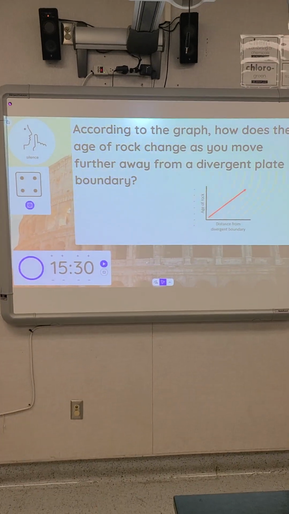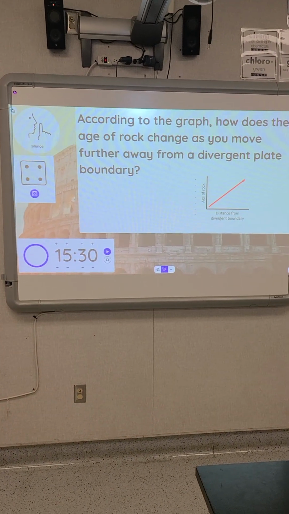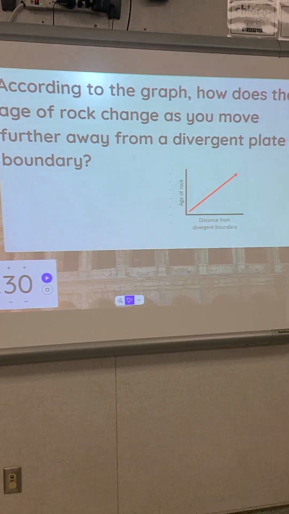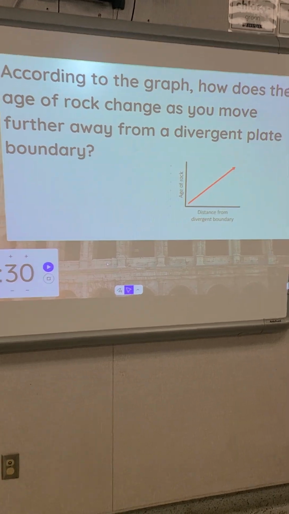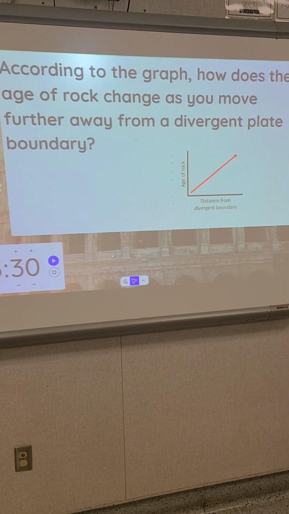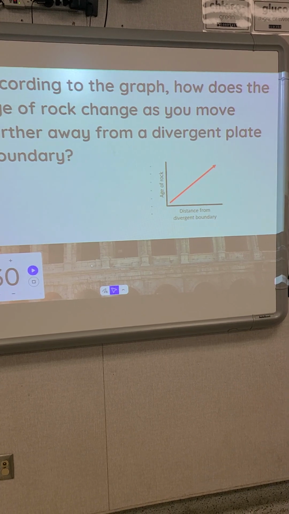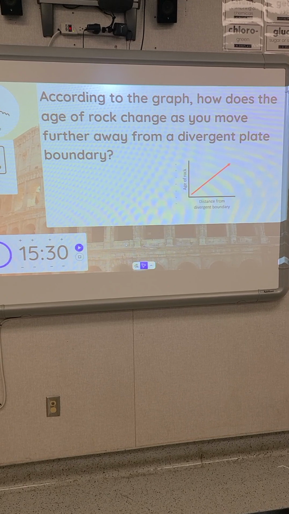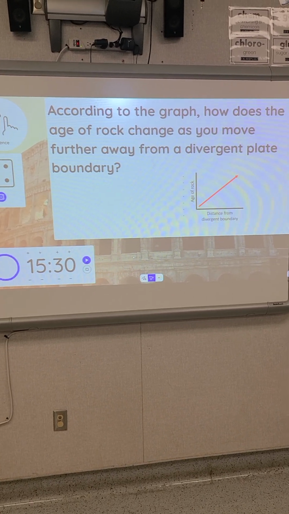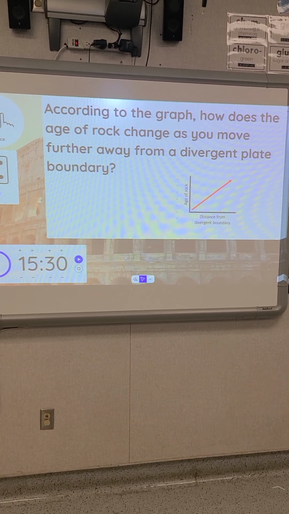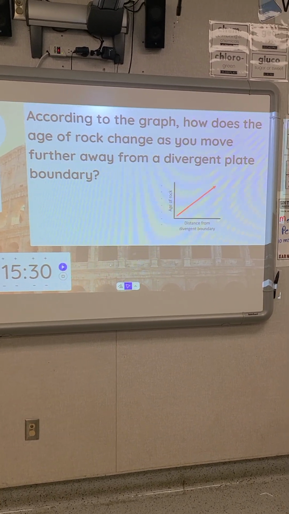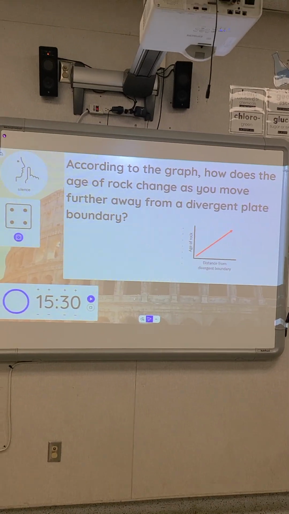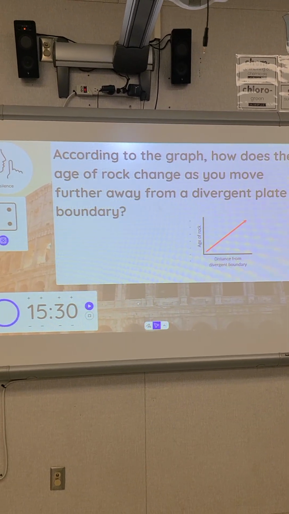This is my new daily slide. When my students come in, there's a daily question for them to answer in their science notebooks. I will read the question to them. If there are any new words in the question, we'll practice saying them as a class. With this one, they're interpreting a graph, plus they're tapping into their prior knowledge of what a divergent boundary is and the formation of new crust.